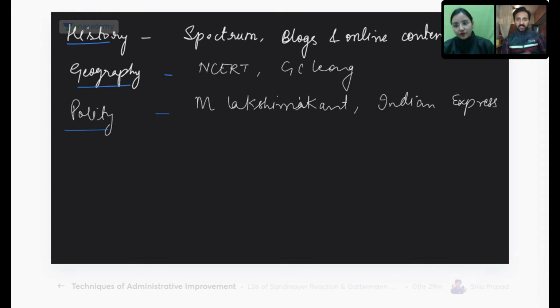You have to read many things, whatever is going on in the news. Everything is related to polity. Like for international relations, we need to follow so many online sources and magazines.